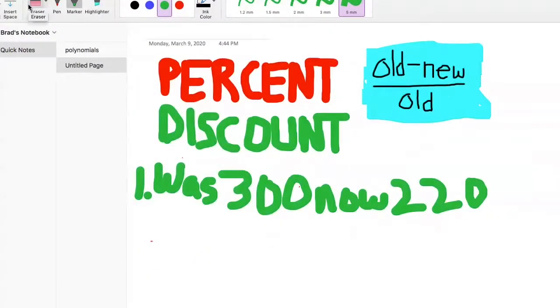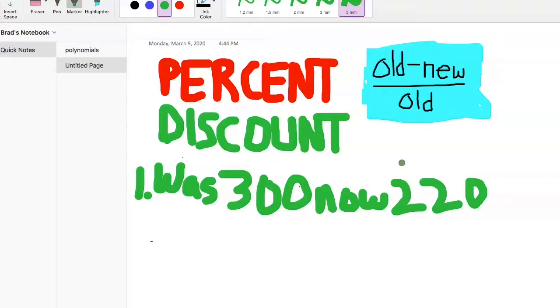All right, guys, let's take a look at percent discount. So we've got our little formula over here in the turquoise and black: old minus new, divided by old. If we know that formula, stuff's really not that hard. If we don't know that formula, it's going to be pretty hard.